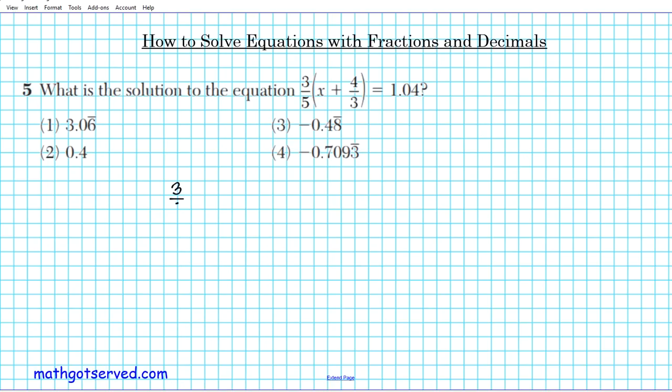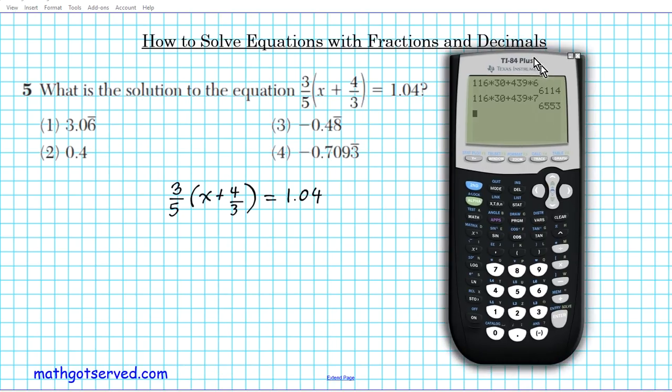3 over 5 times x plus 4 over 3 equals 1.04. Now, we can use a calculator for this one, so calculators are allowed. Let's go ahead and start by clearing out this 3/5 right here. There are two ways you can do it.